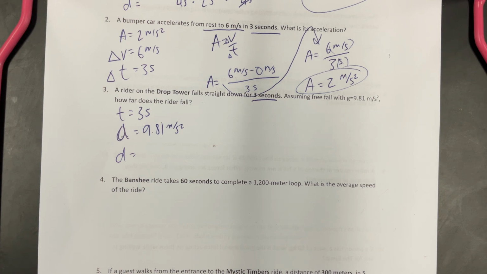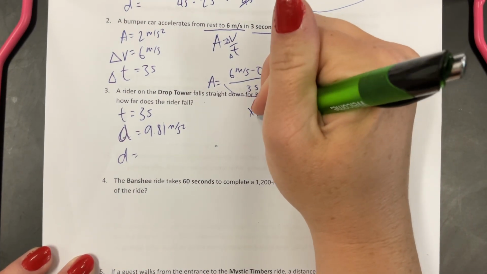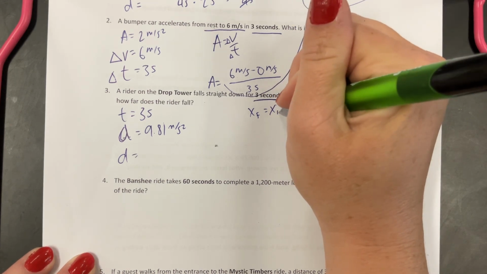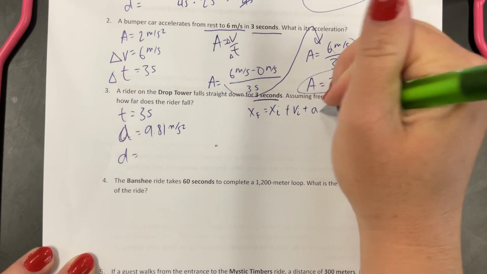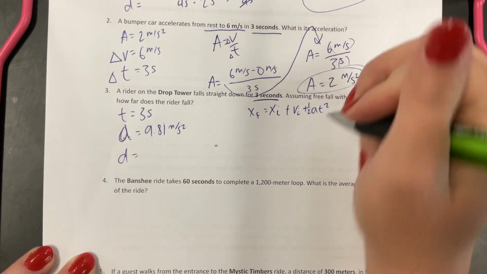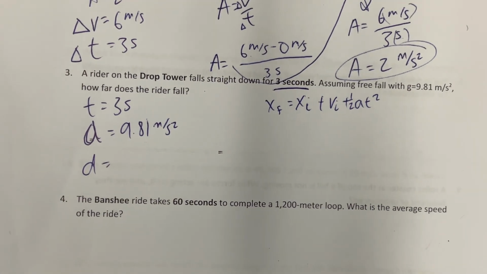Okay, so I'm gonna use, instead of a distance, this formula, I think. Make sure you're doing this in pencil. I think we're gonna use x sub f equals x sub i plus v sub i t plus 1/2 a t squared. That top right formula on the whiteboard. I think we're gonna wanna use this formula.